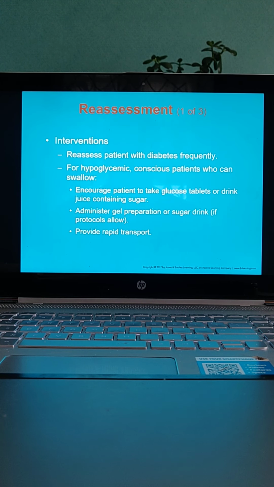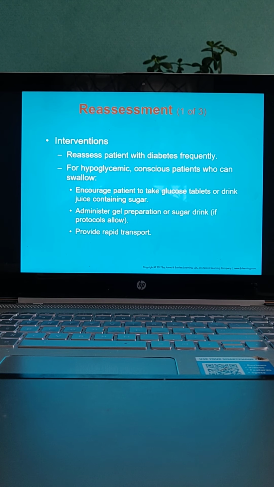Interventions: reassess the patient with diabetes frequently, every 5 minutes, because they're not going to be stable. For hypoglycemic, conscious patients who can swallow, encourage the patient to take glucose tablets or drink juice containing sugar. You're not authorized to give glucose tablets in the state of Rhode Island. It would just be oral glucose.